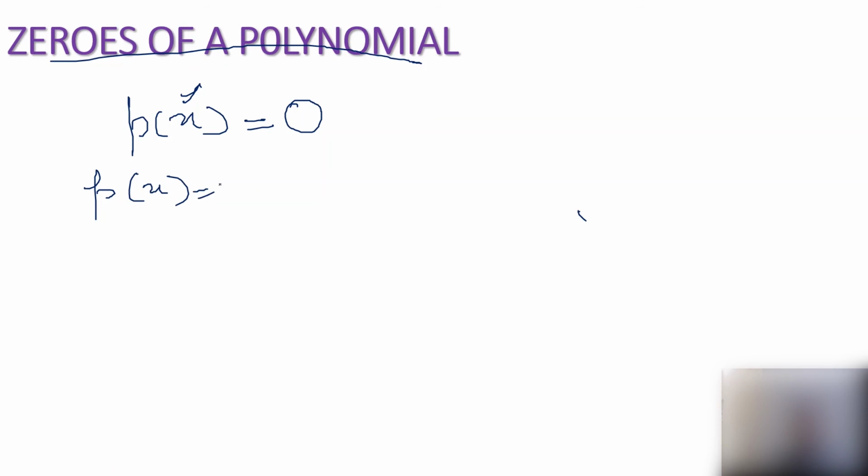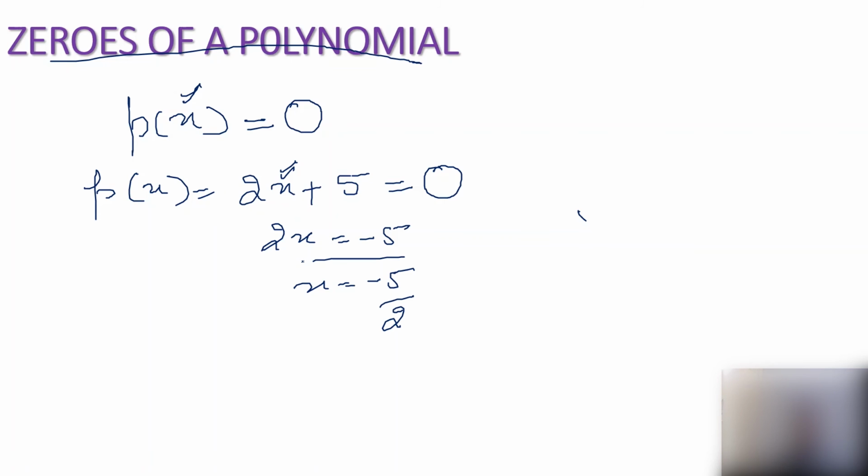Now, zeros of a polynomial. What are the zeros of a polynomial? Zeros of a polynomial are the values of the variable which make the polynomial 0. Now, let us consider the polynomial p(x) is equal to 2x plus 5. Then what is the value of x that makes the complete polynomial 0? 2x is equal to minus 5, x is equal to minus 5 by 2. Here the value of x is equal to minus 5 by 2, which makes this given polynomial 0.